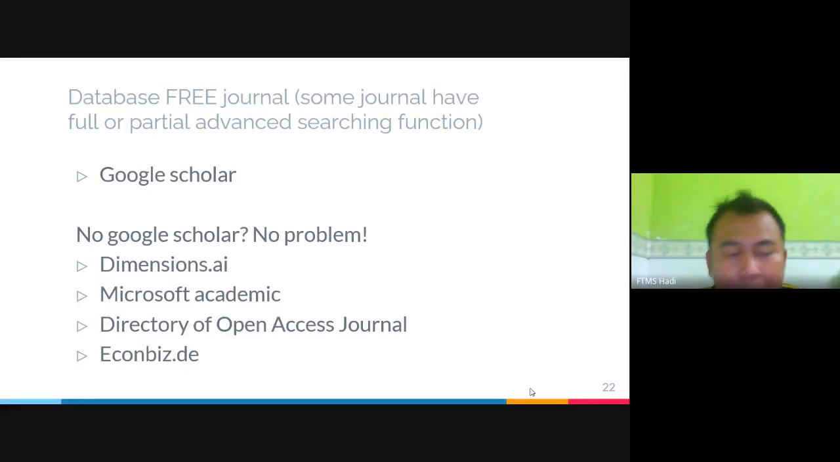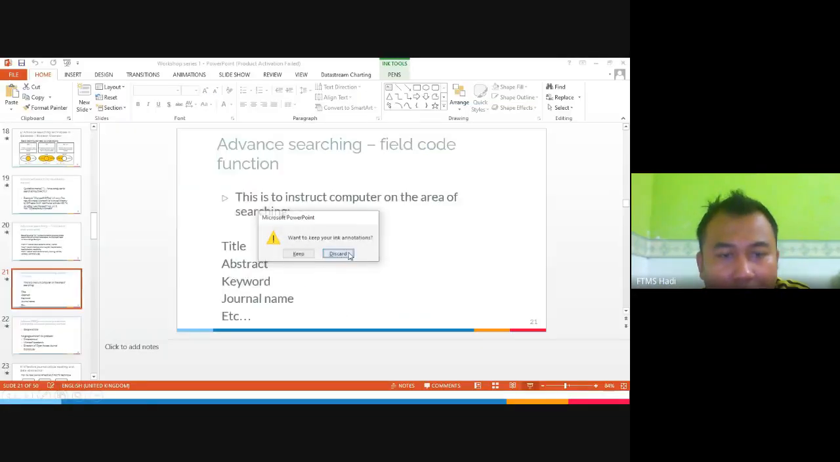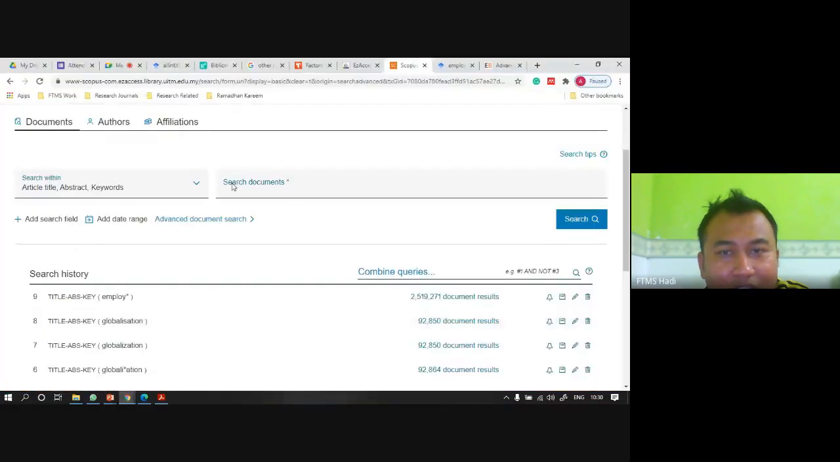In this workshop, I'm mainly focusing on Google Scholar first, because Google Scholar is the most basic and free. That is the only database that we can get. However, if you are too allergic to Google Scholar, no problem. I can recommend some free journal databases: Dimensions.ai, Microsoft Academic, DOAJ, econbiz.de. Let me show you the websites, if you feel that Google Scholar is not helping.